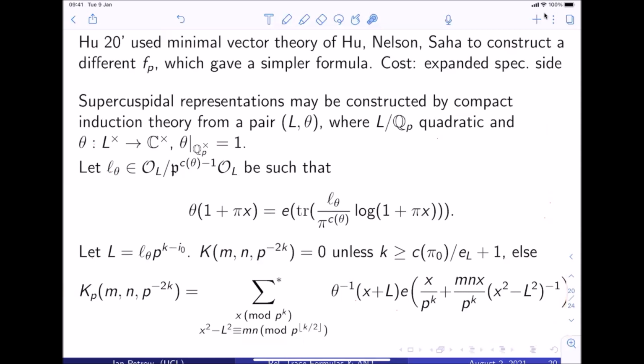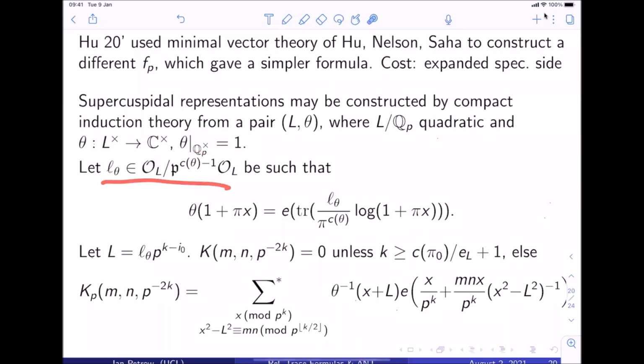So first of all, the first thing you need to know is that you can construct supercuspidal representations by compact induction theory. Given a pair (L, theta), where L over Q_p is a quadratic extension of Q_p and theta is a character of L cross, you can construct a supercuspidal representation of GL2(Q_p) out of that. And this ensures trivial central character.